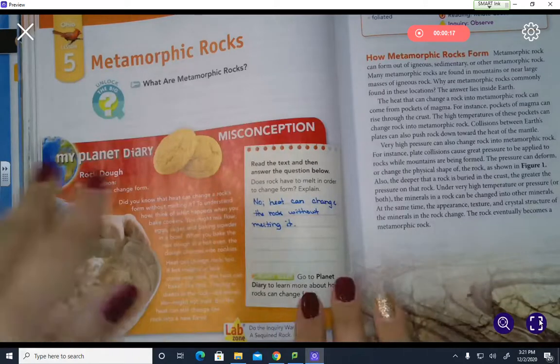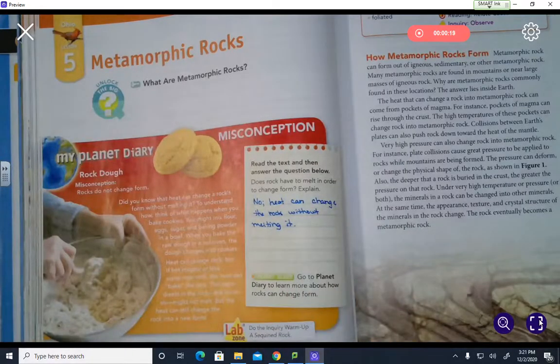So first you had to do the My Planet Diary. The question was, does the rock have to melt in order for it to change? And it said explain. So no. Heat can change the rock without melting it. So the rock doesn't have to melt completely. It can kind of get into a gummy stage almost, almost like a plastic molding stage, and it can change that way without melting it completely.